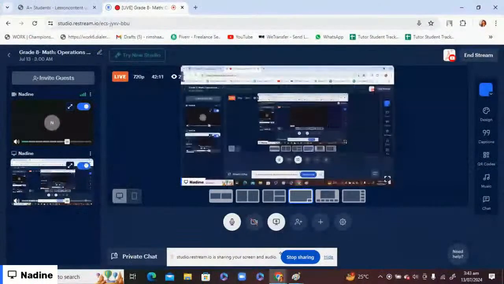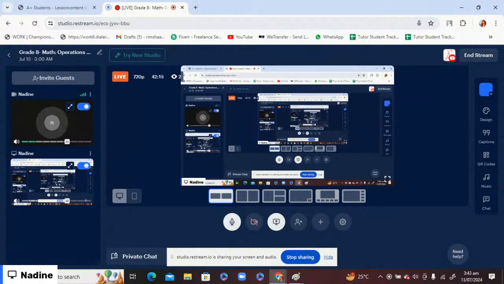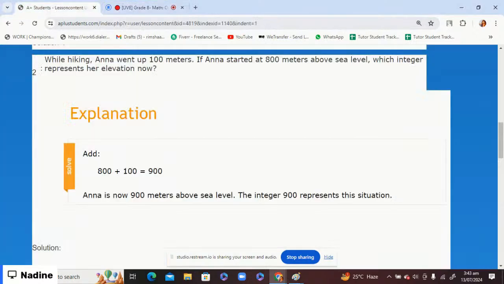Sometimes it gets stuck, I don't know the problem with it. So how much did she go up? 100 meters. How much above sea level? Okay, now I hope it's clear. Let's just check.